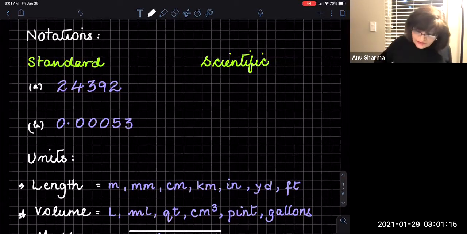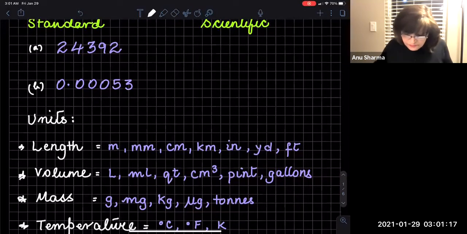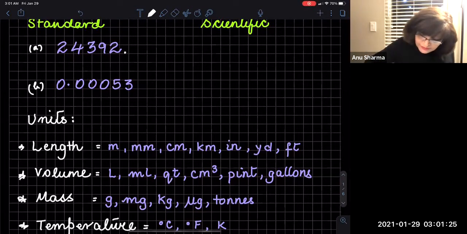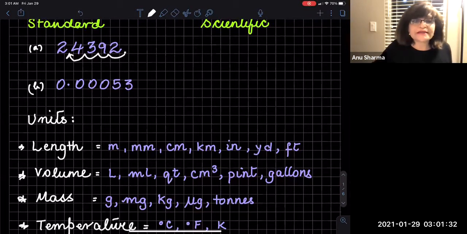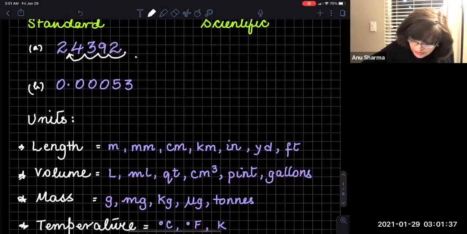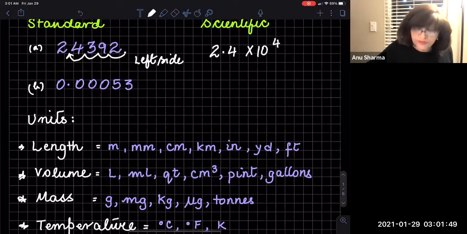So in the first case, as you see, it's 24,392, right? Now here, the decimal is implied. So we are going to move the decimal. When you move the decimal 1, 2, 3, and 4, so we move the decimal 4 places to the left-hand side. And now the number becomes 2.4 times 10 to the power 4.